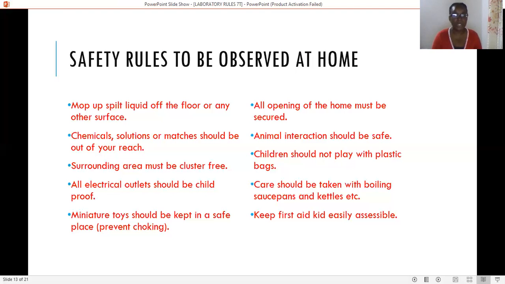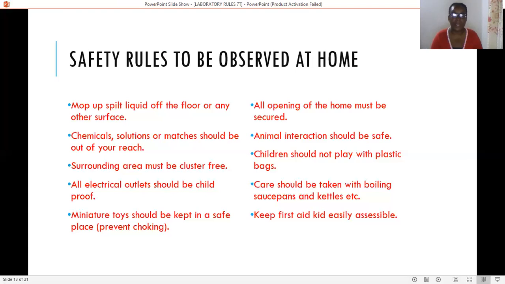Also, miniature toys should be kept in a safe place to prevent choking. So this ties in with surrounding air must be clutter free. As we move on to the next point, all openings of the home must be secured. So entrances to the kitchen, back door, front door, make sure that the yard is gated. It doesn't matter what type of gate. We just should ensure that we have good enough gating or fencing that no one can come in to harm the children, or the children can't go out and get harmed either.